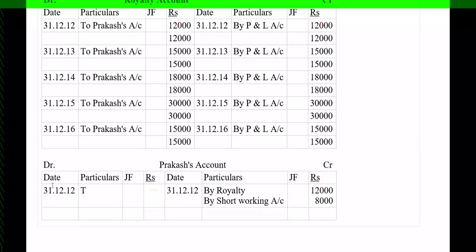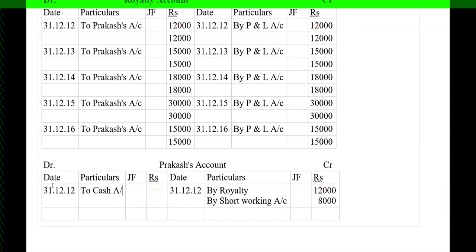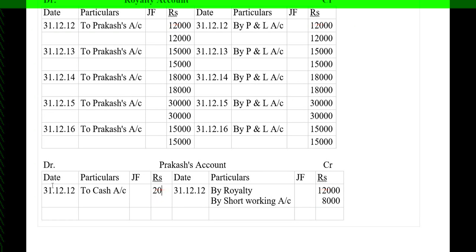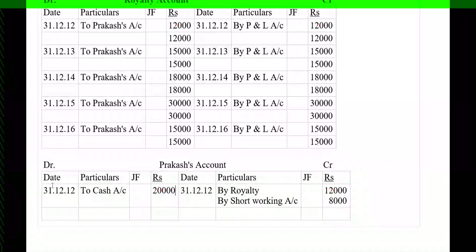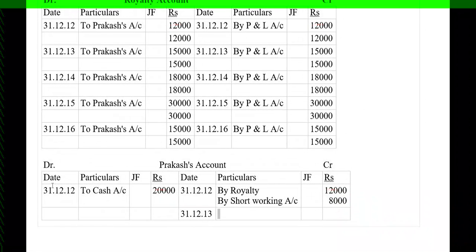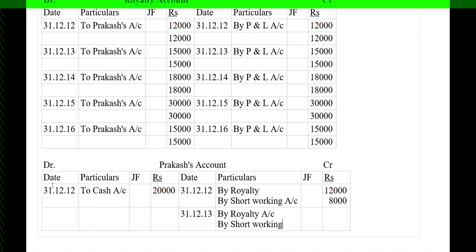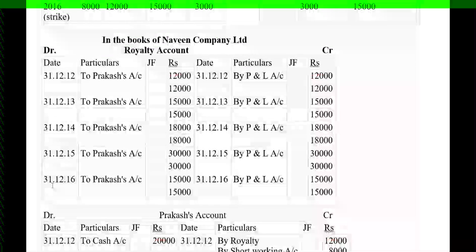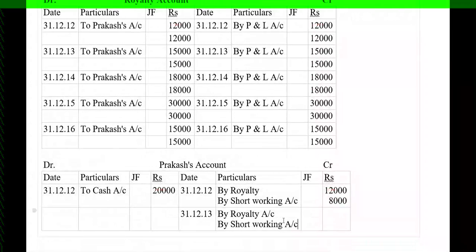So 8,000 when it is paid on 31st 12/2012, then it will be Prakash account debit to cash account. So to cash account, so amount paid is rupees 20,000. Then now let us move to the second year, that is on 31st 12/2013, when the royalty is payable, royalty account debit, short working account debit to Prakash account. So Prakash account is credited by royalty account, by short working account. So in the second year, the royalty payable is 15,000.